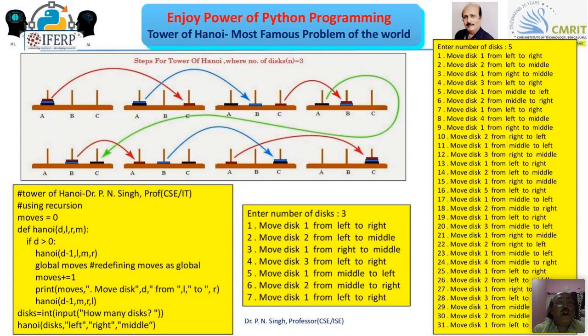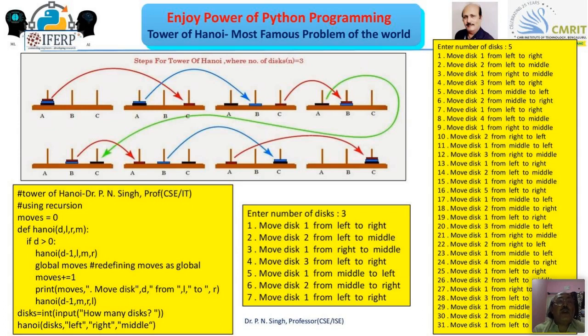2^64 - 1. If one disk is moved in 1 second, how much time will it take? Finally, you will find that if one movement takes 1 second, it will take not less than 65 billion years to move all the disks. Then why have they given the name Tower of Hanoi? So it is also a myth.